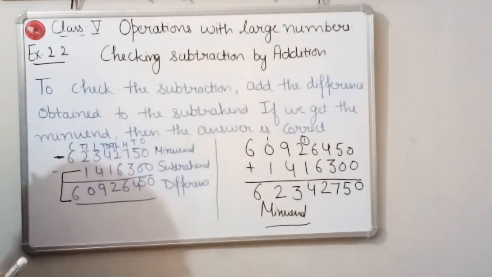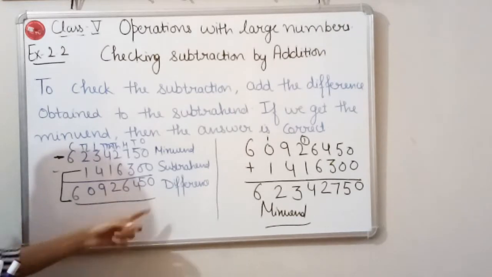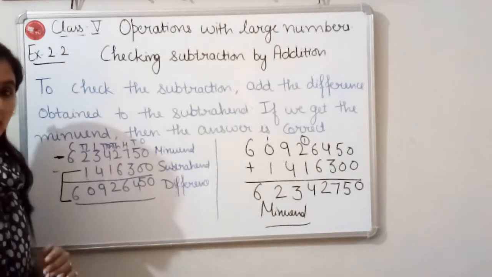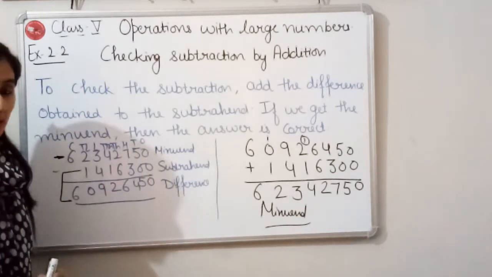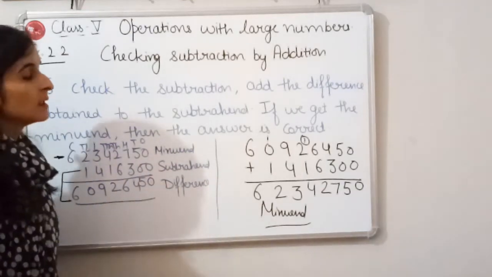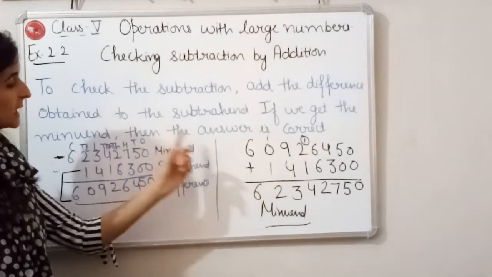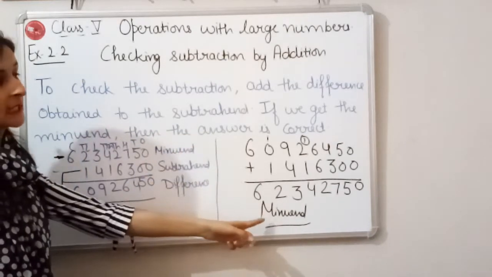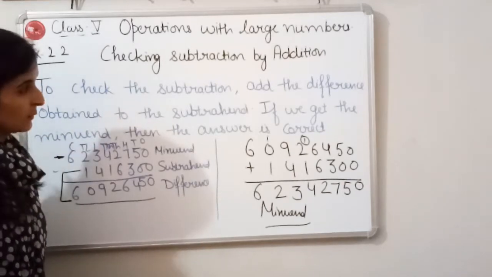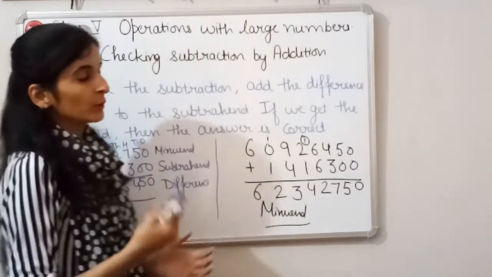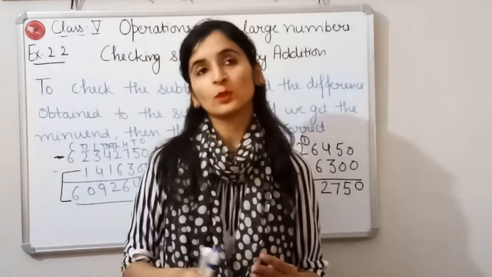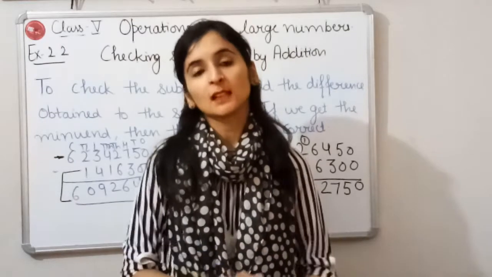So what I have told you is, you just have to add the difference to the subtrahend. Subtrahend means the smaller number and minuend means the greater number. So you have to add the difference to the smaller number, and if you get the minuend, the greater number, it means you have done your subtraction correctly. So children, your question number 1 is to be done in the book itself. That is your homework. You have to complete that by coming Monday.